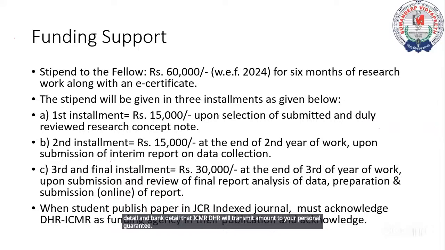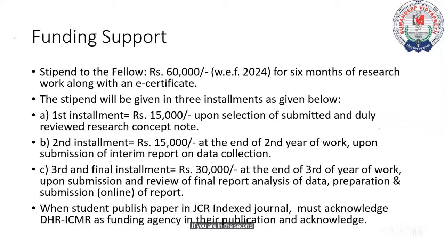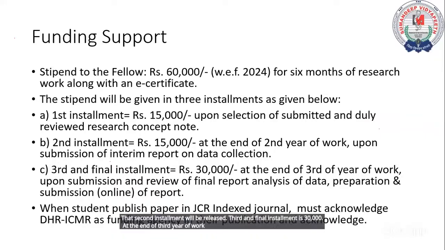Second installment, 15,000, at the end of the 2nd year of your research, maybe 3rd, maybe 4th, depending on your application. If you are in the 1st year, your 2nd year of research will be the 2nd year. If you are in the 2nd year, it will be in the 3rd year. Upon submission of the interim report on data collection, the 2nd installment will be released. The 3rd and final installment is 30,000 at the end of the 3rd year of work, upon submission and review of the final report, analysis of data, and online submission of the report.